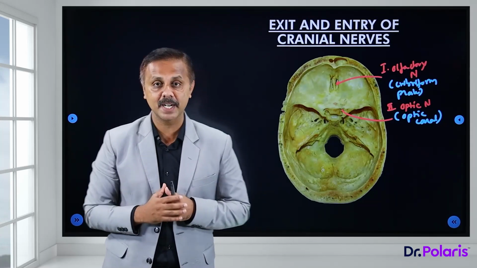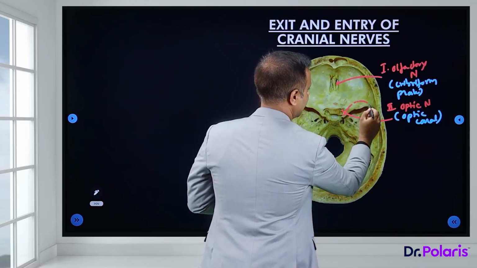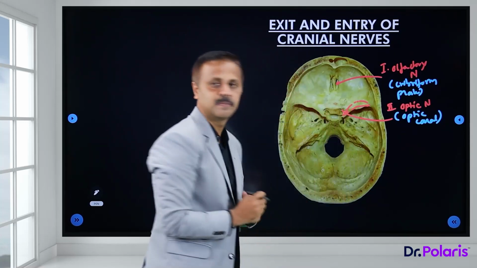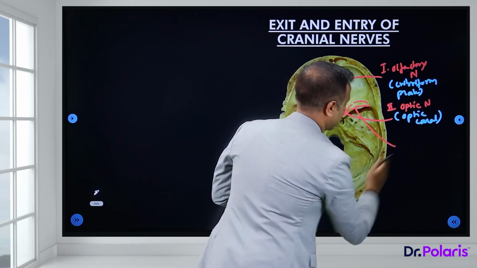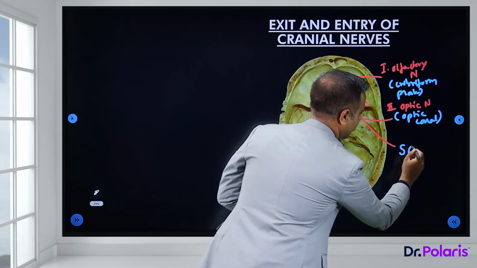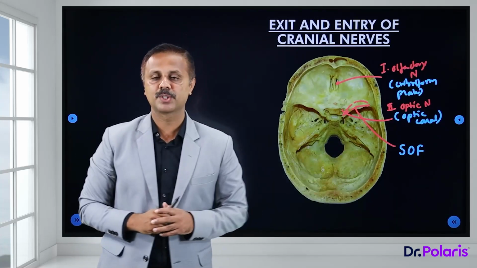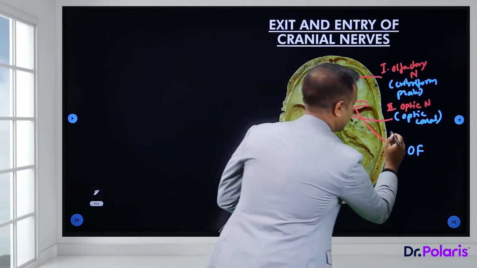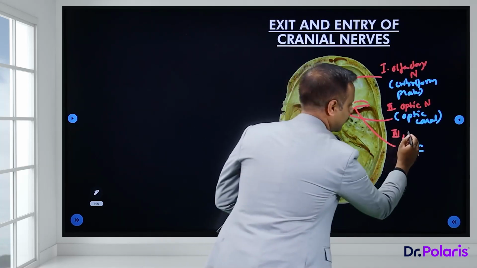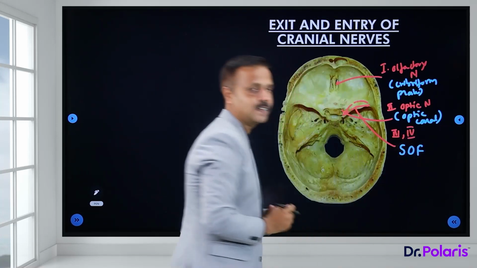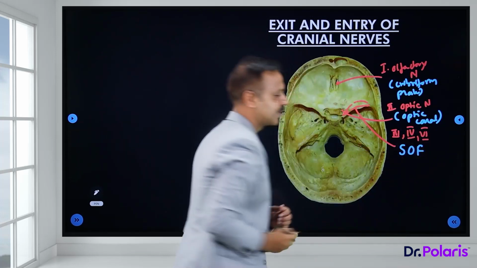And how do they reach the orbit? They reach the orbit by passing through a fissure or a foramen which is present deeper in this region. Right? Now, what is that fissure? Remember, we refer to this fissure as the superior orbital fissure. So, what cranial nerves will pass through the superior orbital fissure? You can remember this as the third cranial nerve or the oculomotor nerve. Then we have the fourth cranial nerve or the trochlear nerve and the sixth cranial nerve or the abducent nerve.